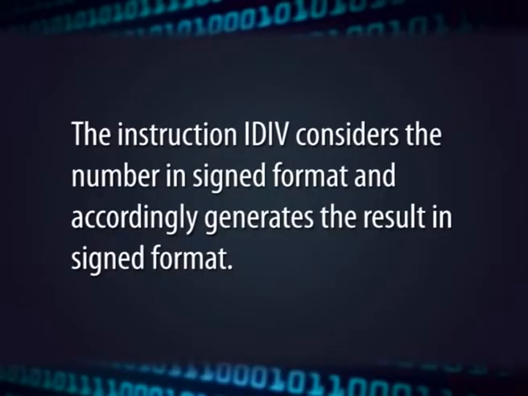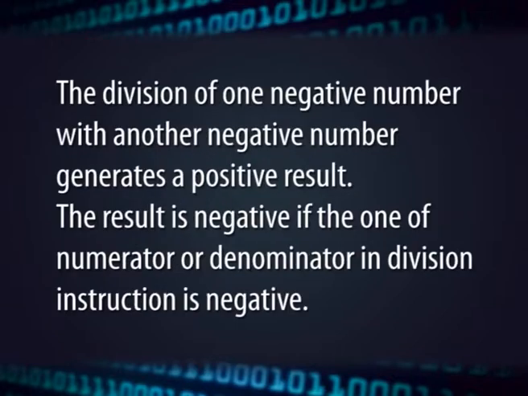All the flags are affected similar to the flags affected for other arithmetic operations as explained before. The instruction IDIV considers the number in signed format and accordingly generates the result also in signed format. The division of one negative number by another negative number generates a positive result. The result is negative if only one of the numerator or denominator in the division instruction is negative.